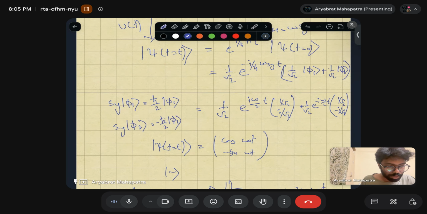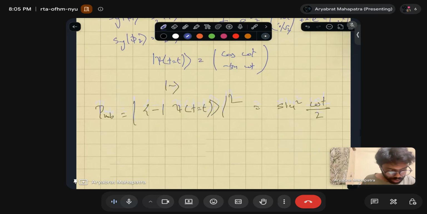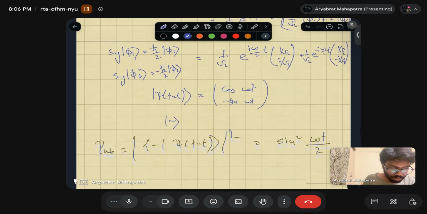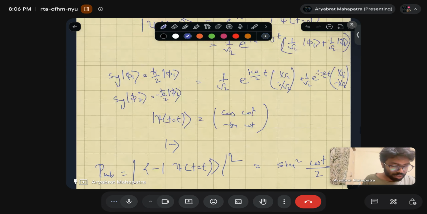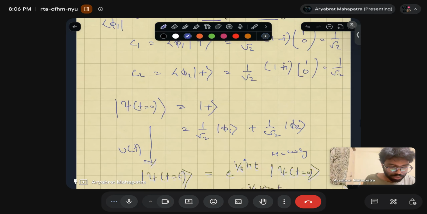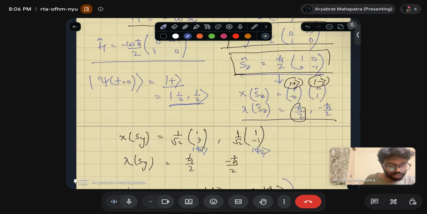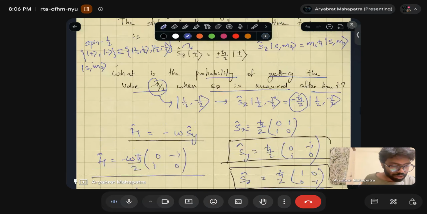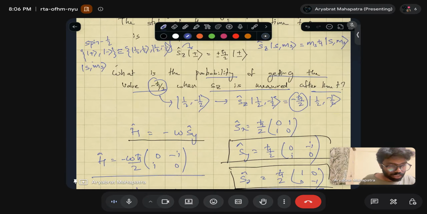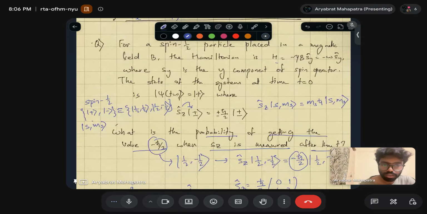Maybe we are going over the time. This is a bit of a lengthy problem, so maybe you can go through it once if you are interested. But a similar problem you will see in the coming topics as well, in nuclear magnetic resonance and other places.